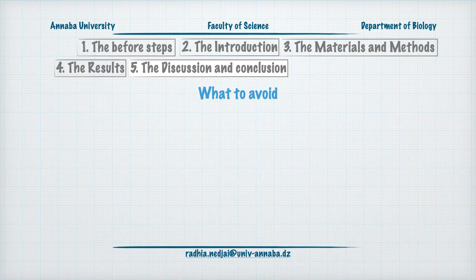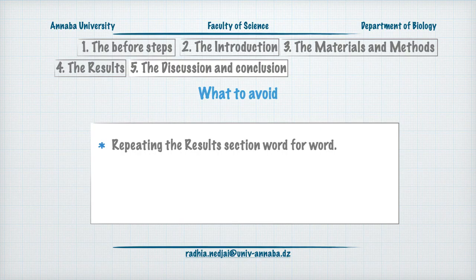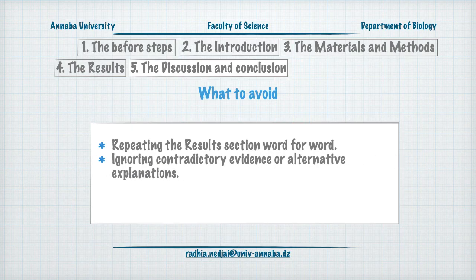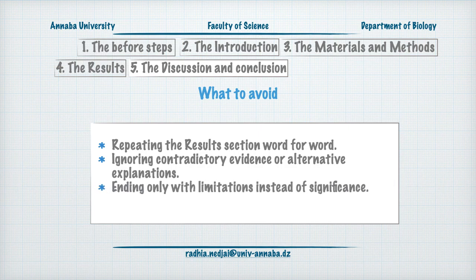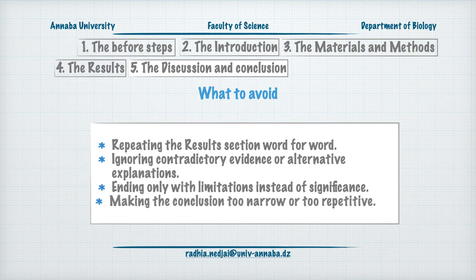There are also some common mistakes to avoid. You should not repeat the results section word for word, ignore contradictory evidence or alternative explanations, or end only with limitations instead of significance. And the conclusion should not be too narrow or overly repetitive.